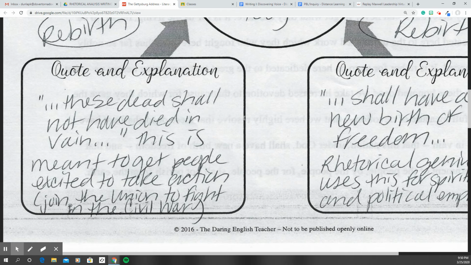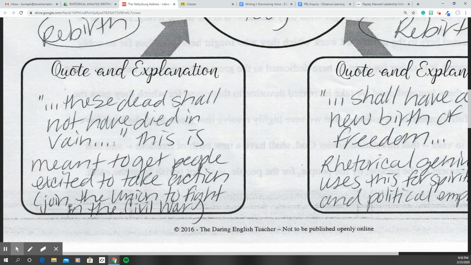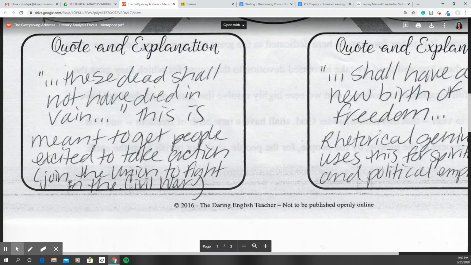This is the third to last sentence in the last paragraph, where he says that we here highly resolve that these dead shall not have died in vain, that this nation under God shall have a new birth of freedom. Okay, so these dead shall not have died in vain, that this nation under God shall have a new birth of freedom. So this is part one of the rebirth metaphor.